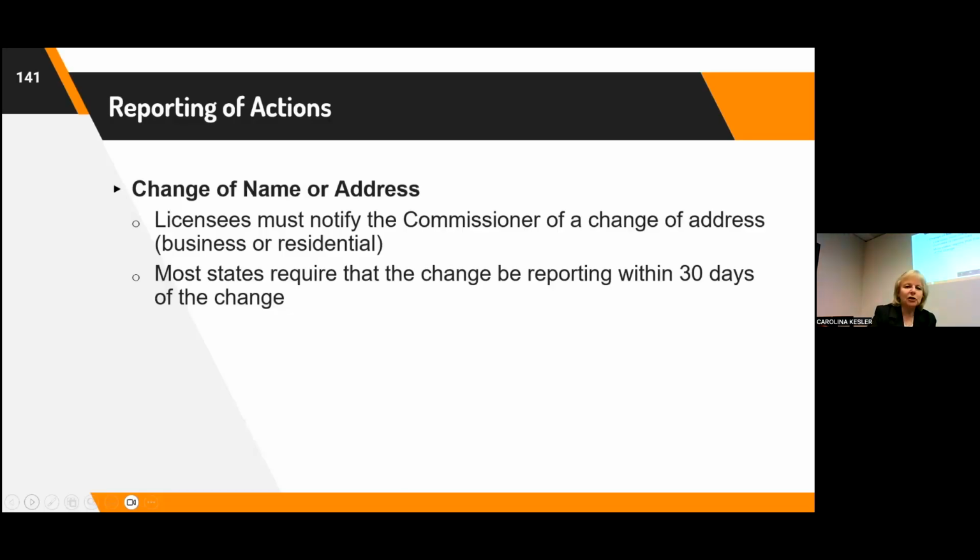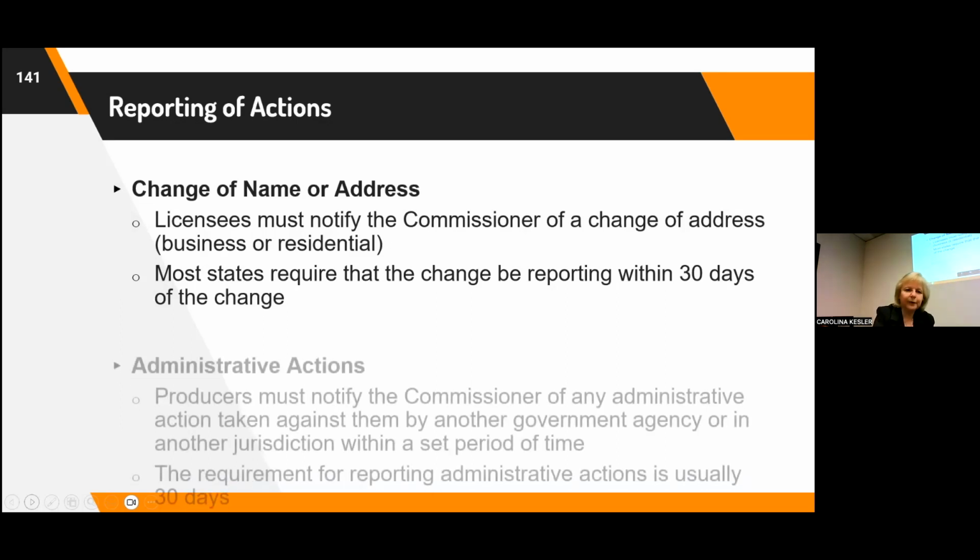So change of name or address, I always say immediately, because if you forget at the end of 30 days, you're in trouble. Right? So as soon as you know your new address and you're getting moved in there, you want to get online and change your address with the Department of Insurance. Most states require the change to be reported within 30 days. That's the law. So for the test purposes, it's 30 days. But if it says immediately, take immediately, right?